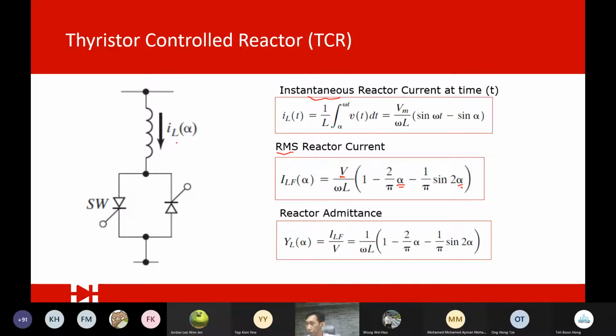And another equation, which is the opposite of it, is the reactor admittance, which is not commonly used for this calculation. Mostly we will use the second one, but these are the three main equations that you will see how the firing angle changes the current flowing through the inductor.